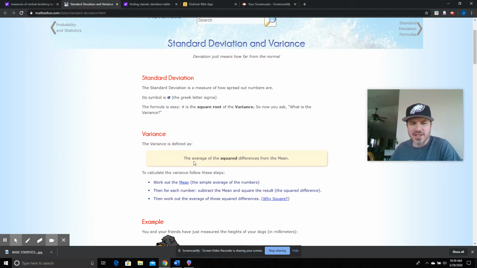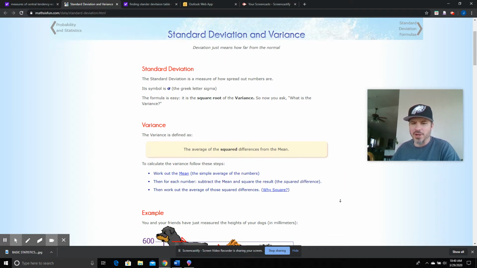So the variance is the average, remember, add them all up, divide by how many there are. The average is the mean of the squared differences. So I'll talk about that in a minute, but we're going to square the differences. Remember, difference is subtracting of the mean, okay? So here we go. Here's an example.